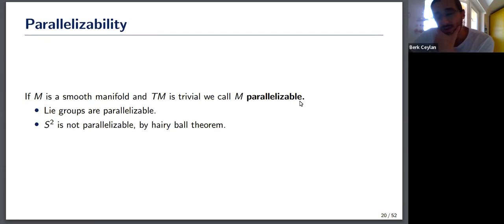If the tangent bundle of a smooth manifold is trivial, we call the manifold parallelizable. Lie groups are parallelizable, and S^2 is not parallelizable since it has no nowhere zero vector fields.